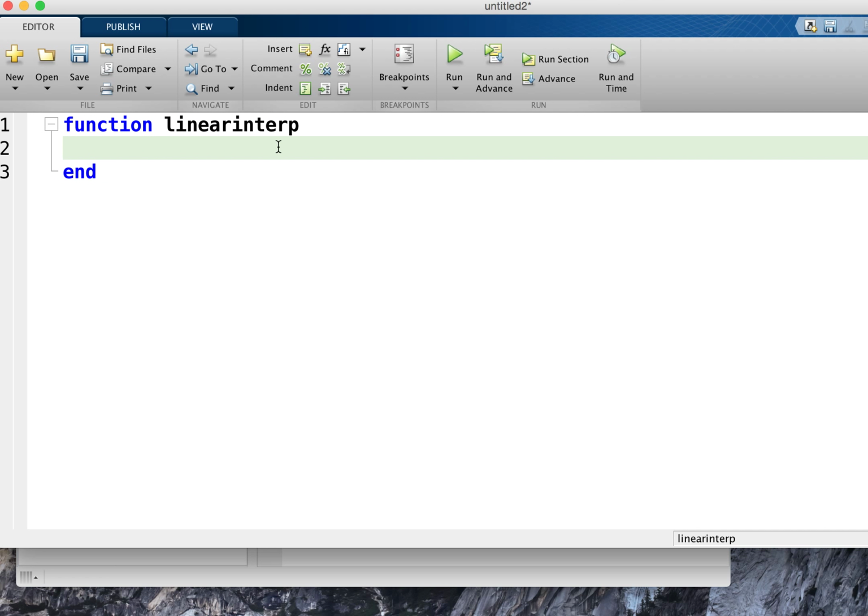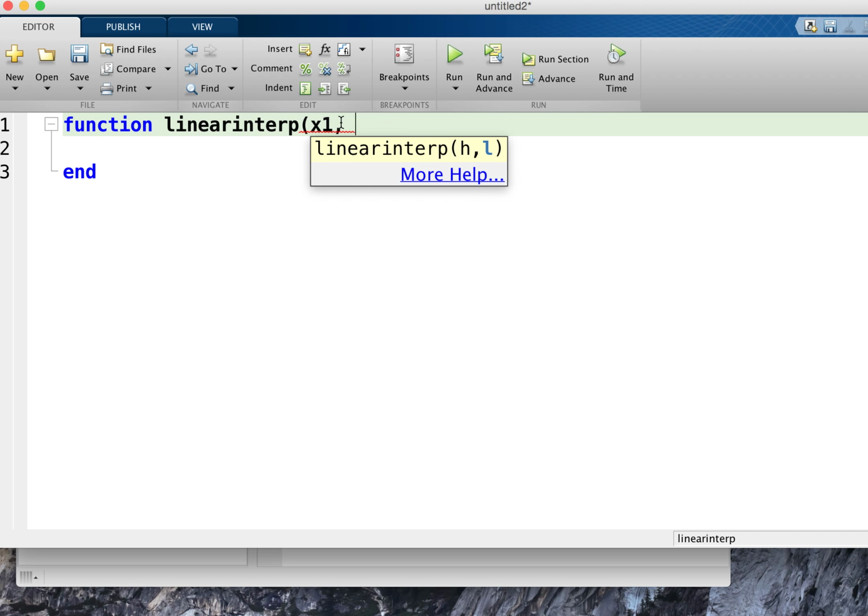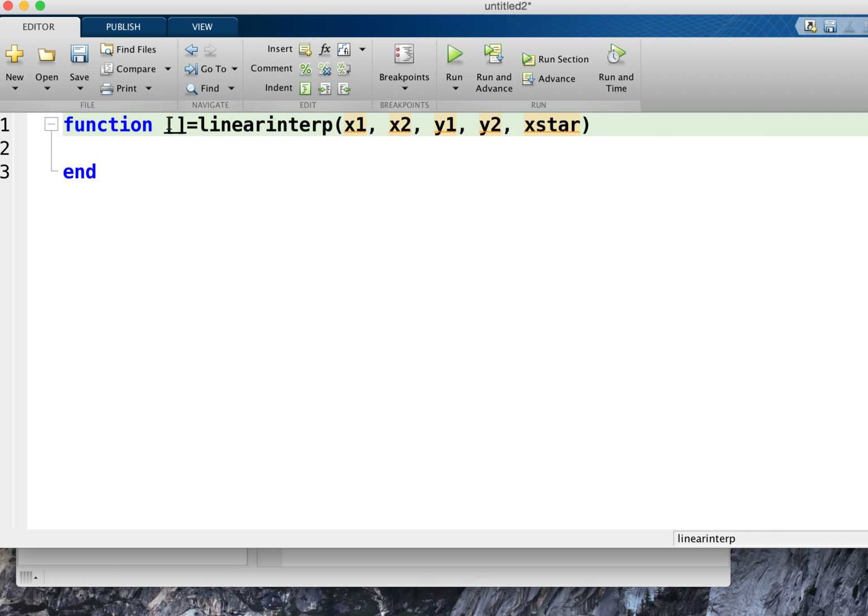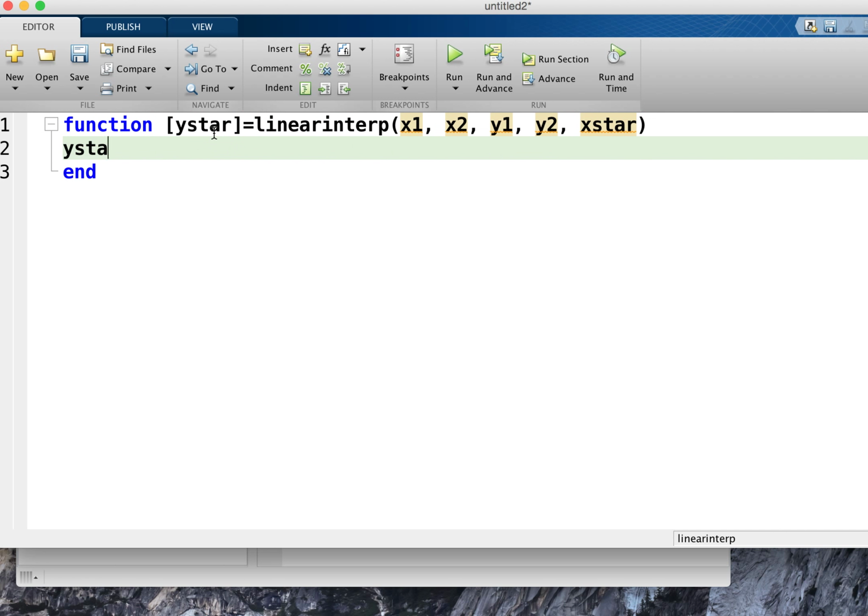So what I'm going to do is I'm going to have this read in all of our knowns. So x1, x2, y1, y2, and x star. And then what's my output? Y star. So then I'm just going to write out this equation here, just plugging in the arithmetic.